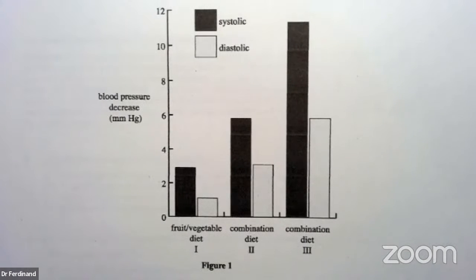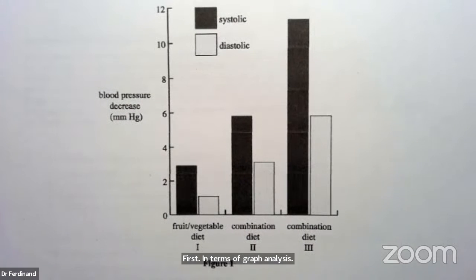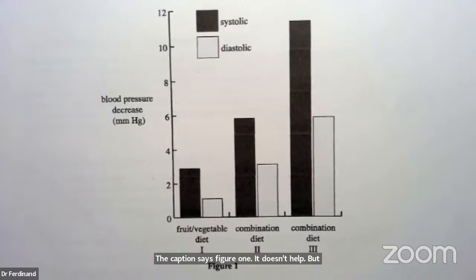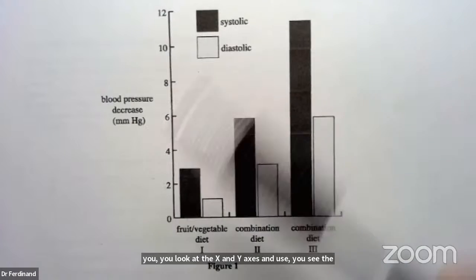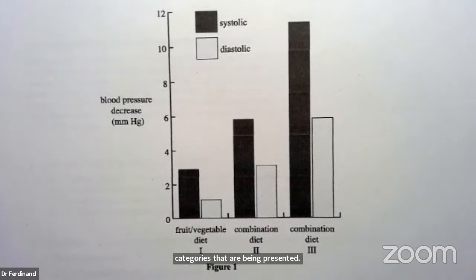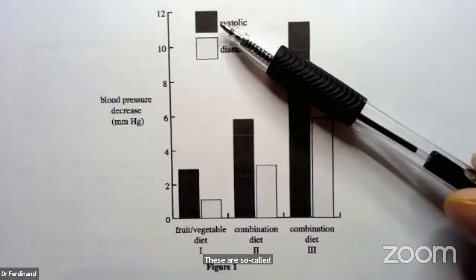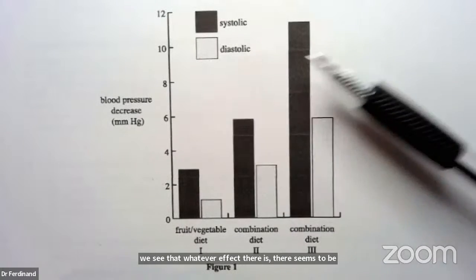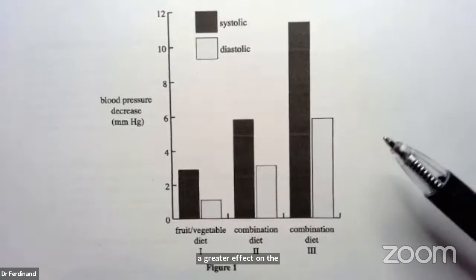Okay, so let's have a look at this. First, in terms of graph analysis, the first thing you will normally do is check the caption. The caption says figure one. It doesn't help. But then you look at the X and Y axes and the categories being presented. These are so-called histograms, not really relevant, but whatever effect there is seems to be greater on the systolic than on the diastolic.